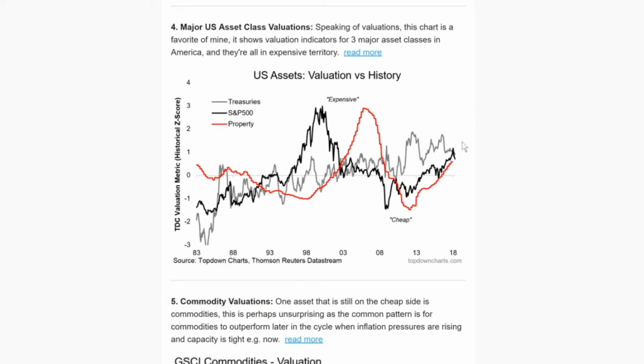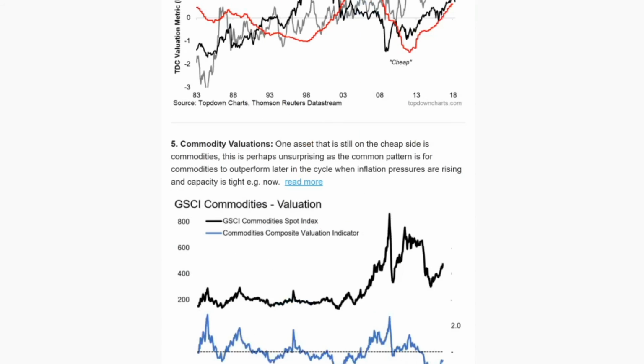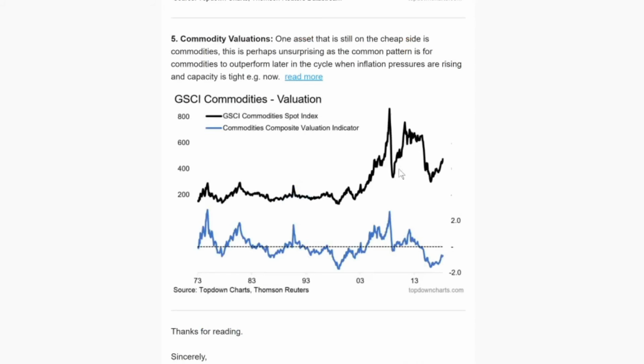Everything's expensive. I guess the only solace is that they're not as extremely expensive as equities got in the dot-com boom, or as property got at the height of the bubble, or even as bonds got during the QE bubble. So it's quite an interesting chart, really, and it's one that I definitely want to have front of mind. But it's not all overvalued.